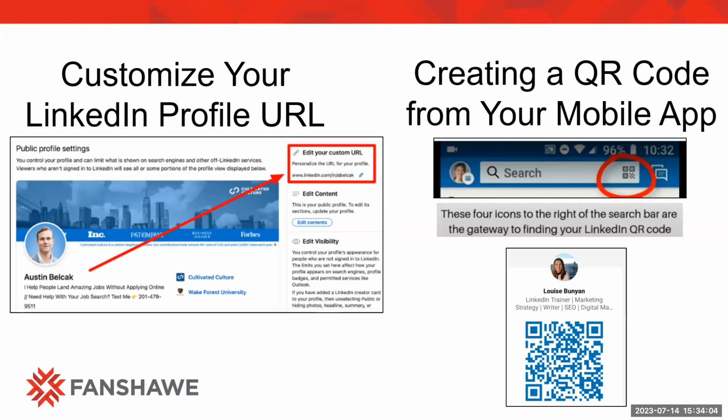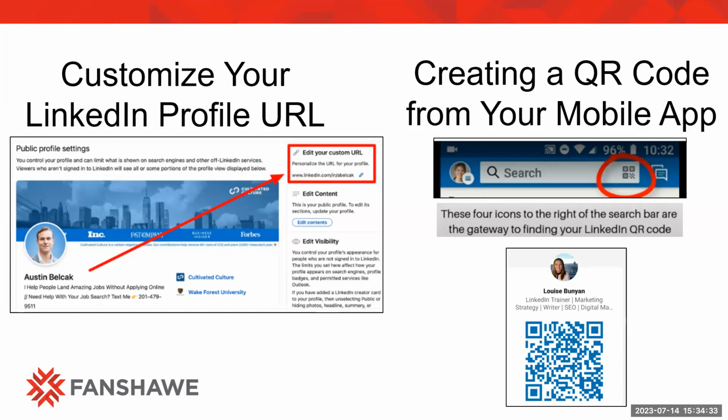Another great feature with LinkedIn is if you have the LinkedIn mobile app downloaded on your phone, you can create a custom QR code, which is a great thing you can do for networking. To create your custom QR code, you'll notice there are 4 icons to the right of the search bar, right next to your photo on your mobile device. That's your gateway to finding your LinkedIn QR code.